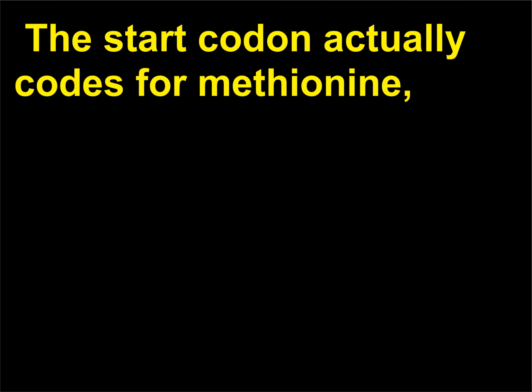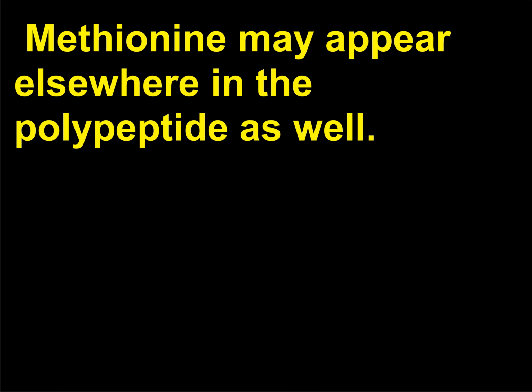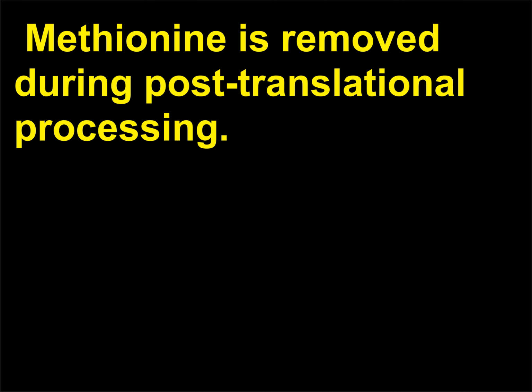The start codon actually codes for methionine, which is always the first amino acid in the polypeptide sequence. Methionine may appear elsewhere in the polypeptide as well. Methionine is removed during post-translational processing.